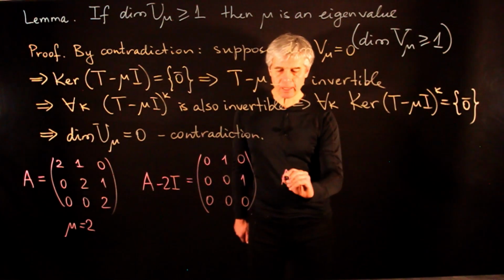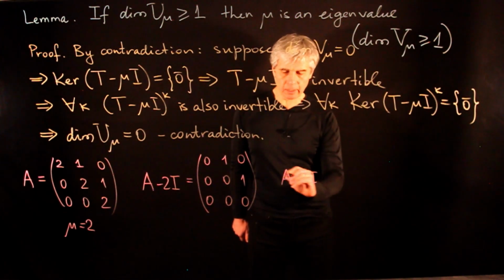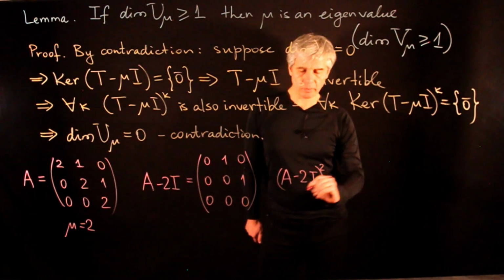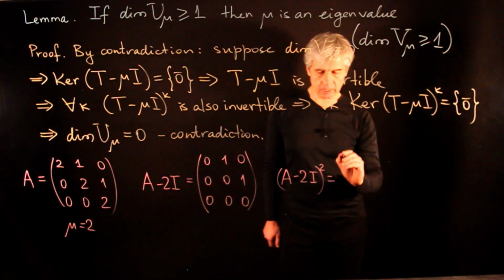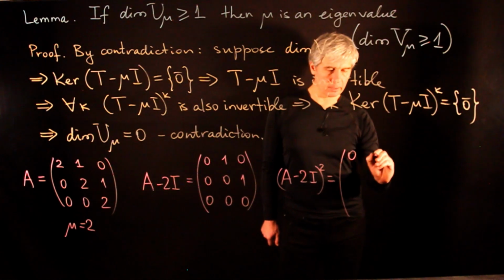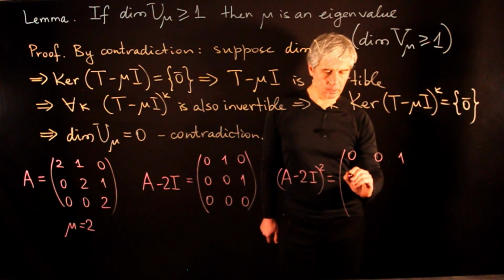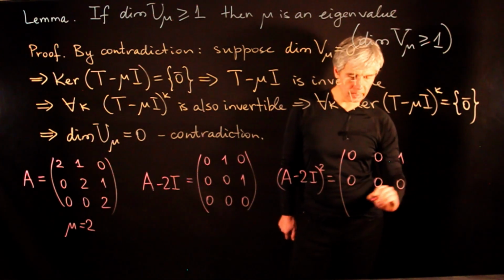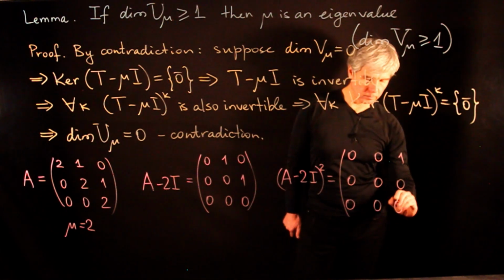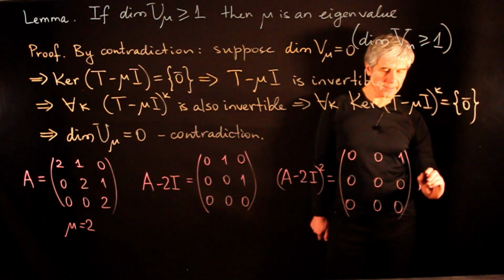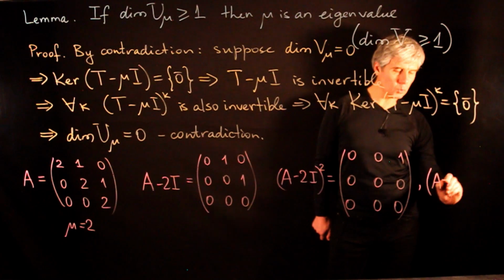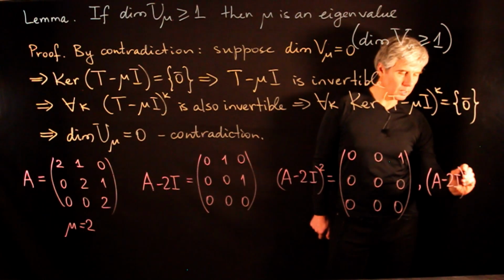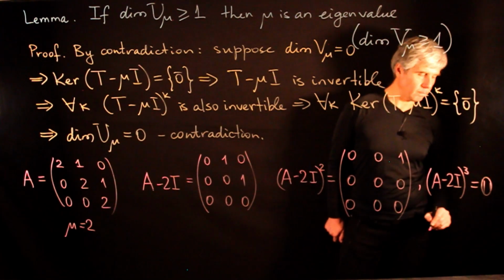The matrix A minus 2I squared. If we compute the square of this matrix, we will obtain the following result. It will be 0, 0, 1, 0, 0, 0, 0, 0, 0. And the next matrix, A minus 2I cubed, will become a zero matrix.